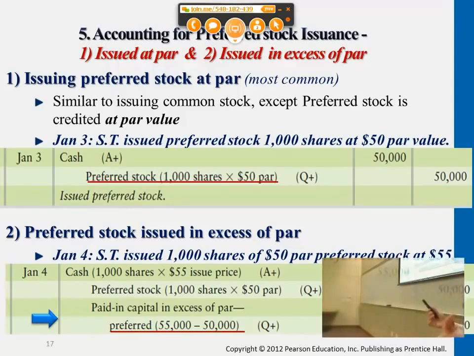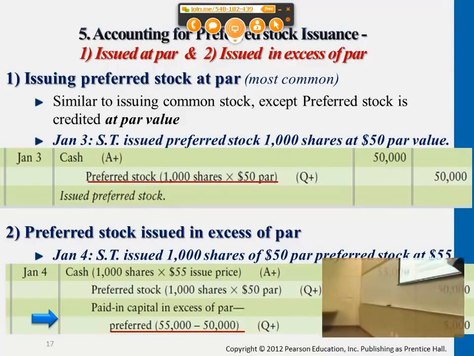Again, preferred stock has more benefits compared to common stockholders. Preferred shareholders often receive dividends first. Later on we're going to talk about how to account for dividends and how to calculate those. And also when a company goes out of business, they usually get the liquidation value of assets first, and then common shareholders will be considered second.